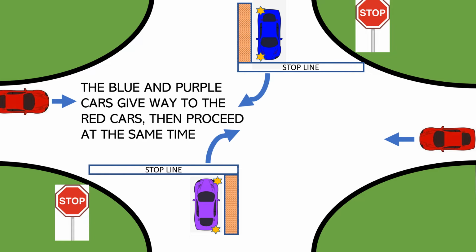Now in this example, we've got vehicles on the road that's not controlled by the stop sign, so they are the two red cars. The two red cars proceed first, and then it's up to the drivers of the blue car and the purple car to work out who goes first amongst them. Now, because both of those cars are turning right, their paths don't clash, so they both proceed at the same time.